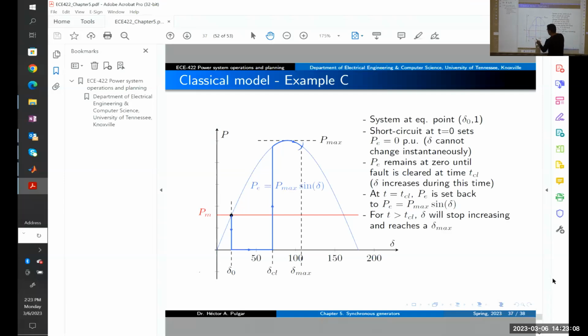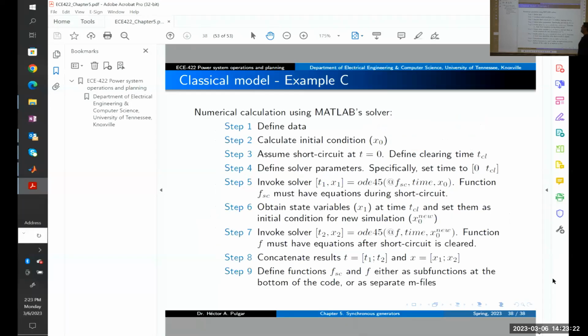During short circuit, we will get the value of the state variable at the end of the short circuit and set that as initial condition at the beginning of the system when the fault is clear. Yeah? So that's what we're going to do. And these are the steps, and we will work on Matlab now. The steps are similar to the one that we used before.